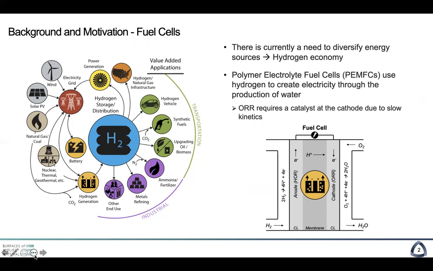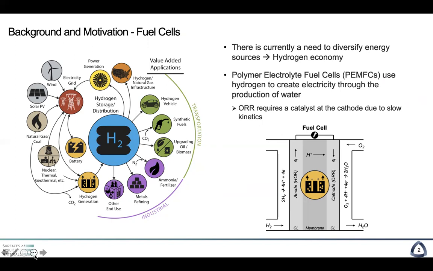One of the ways that we could do that is a hydrogen economy, where hydrogen would be utilized as both an energy source and as a feedstock for several industrial processes. One way we can use hydrogen is through polymer electrolyte fuel cells, which use hydrogen to create electricity through the production of water.